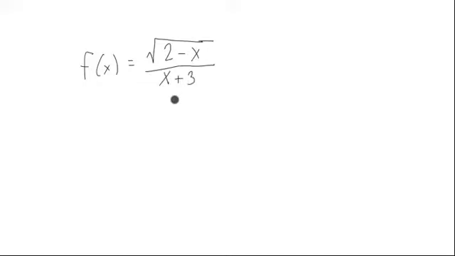Okay, so suppose we have a function and it looks something like this. Square root of 2 minus x, and maybe this is all over something like x plus 3. Okay, now let's try to find the domain of this function. The domain will be the set of values for which this expression is well defined. So these operations actually make sense. So we don't get an error on the calculator if we were to plug something in for a particular x value. What we do is we look at different operations one at a time.